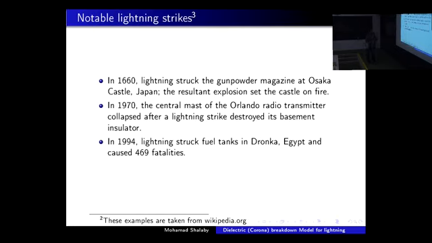So, some examples of lightning: in 1660, lightning struck gunpowder in Osaka Castle in Japan, and the explosion set the whole castle on fire. And in 1970, an Orlando radio transmitter was struck, and the resulting fire destroyed the basement and led to its collapse. And in 1994, lightning struck fuel tanks in Egypt, and the death toll was around 500 persons. And most of them were children.